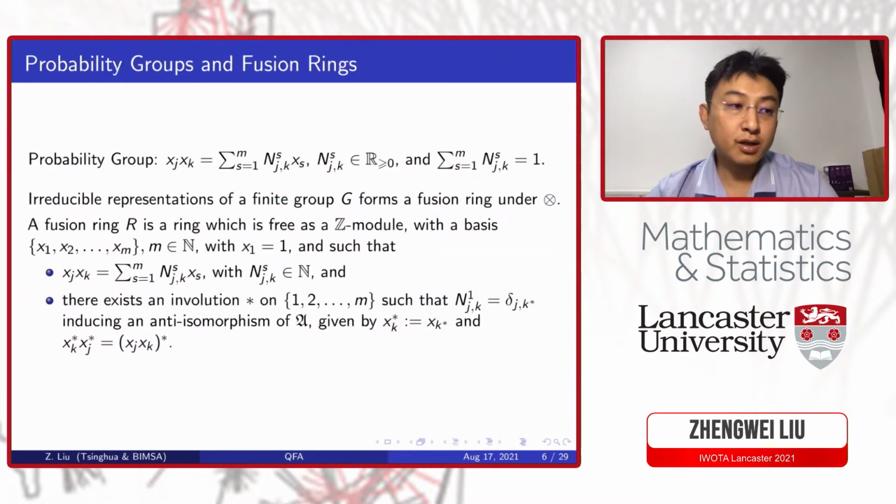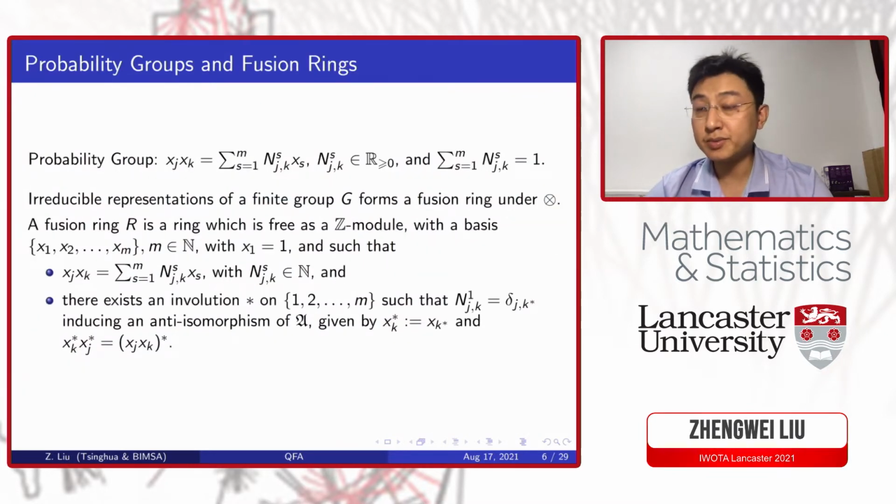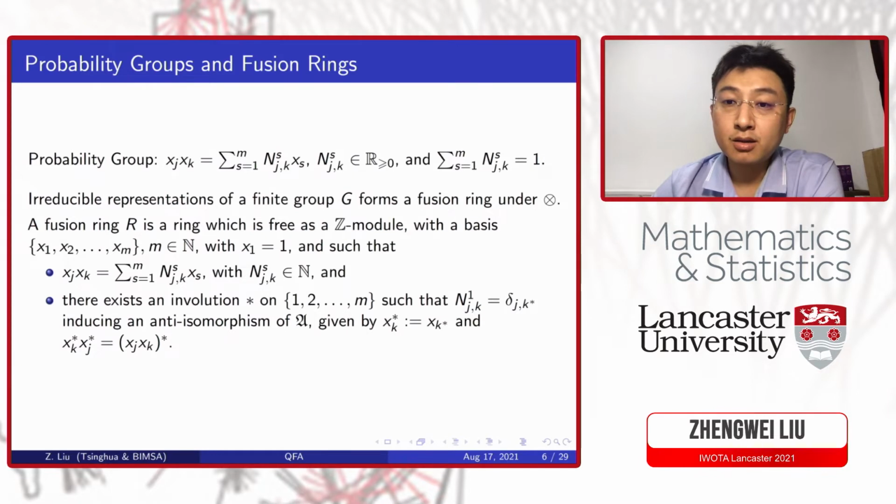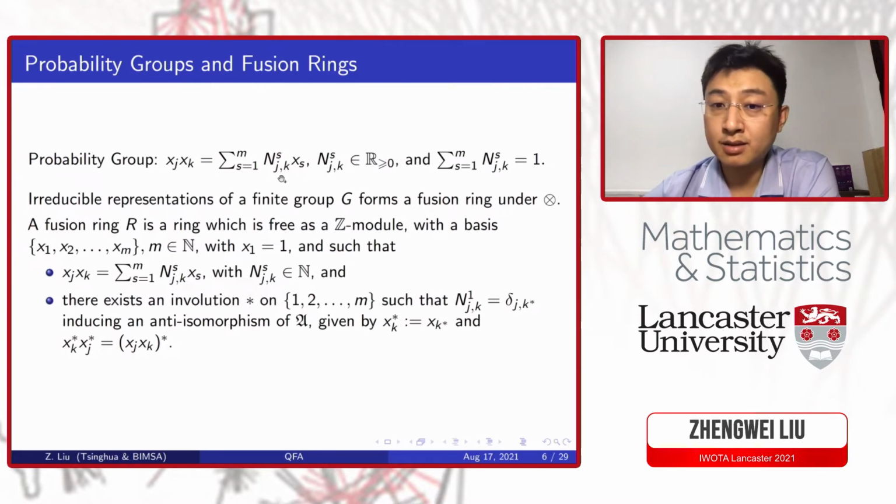Now we can go further to generalize those group symmetries to probability groups. The definition is similar to the group case. The major difference is that in the group case, the multiplication of two group elements gives you another group element. For the probability group, the multiplication of two elements is a convex combination of other elements. So these coefficients are non-negative numbers and the sum is 1.